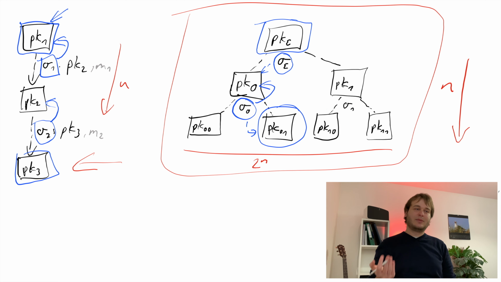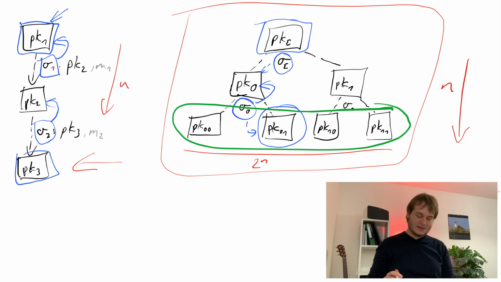And then the trick to make this an actual stateful signature scheme is to not construct this whole tree at once, but to basically only construct the parts of the tree that are immediately necessary. So we can't construct the whole tree at once because, well, even only on this level, there are 2 to the n public keys that we would have to come up with. And, well, this is just too much. We can't just generate 2 to the n keys in polynomial time.